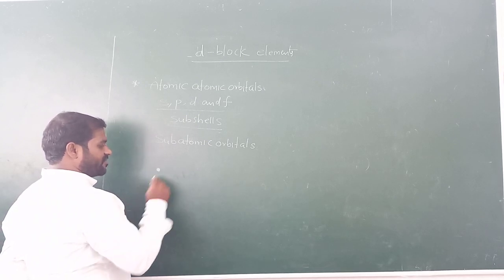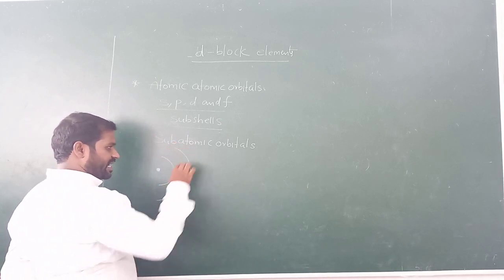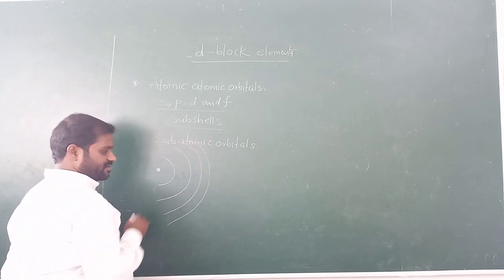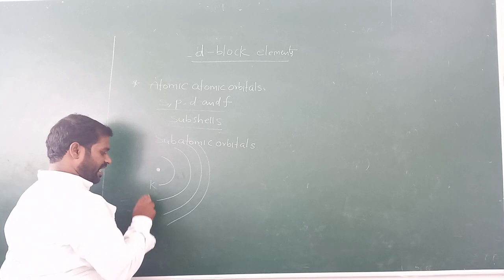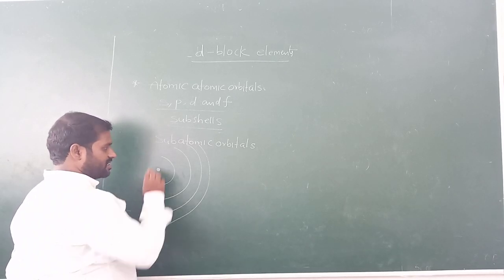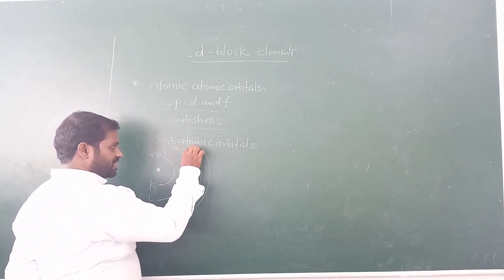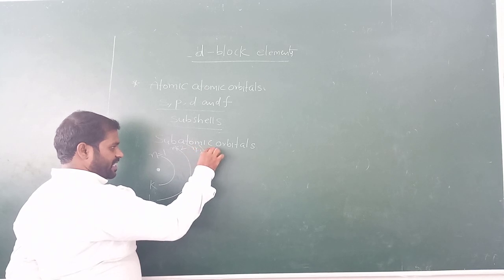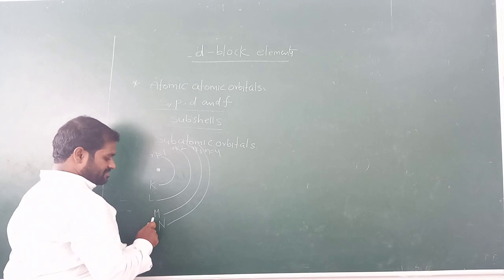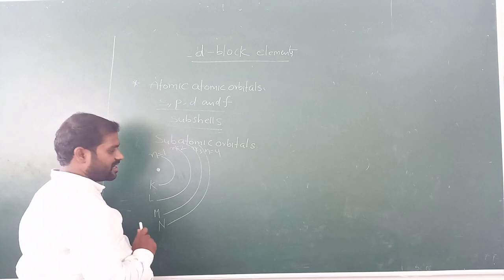Now, this is the nucleus of an atom, am I right? This is the first orbit, second, third, fourth orbit. This is K, L, M, N. Clear? So numerically n equals 1, n equals 2, n equals 3, n equals 4. K shell, L shell, M shell, N shell. These are the shells.